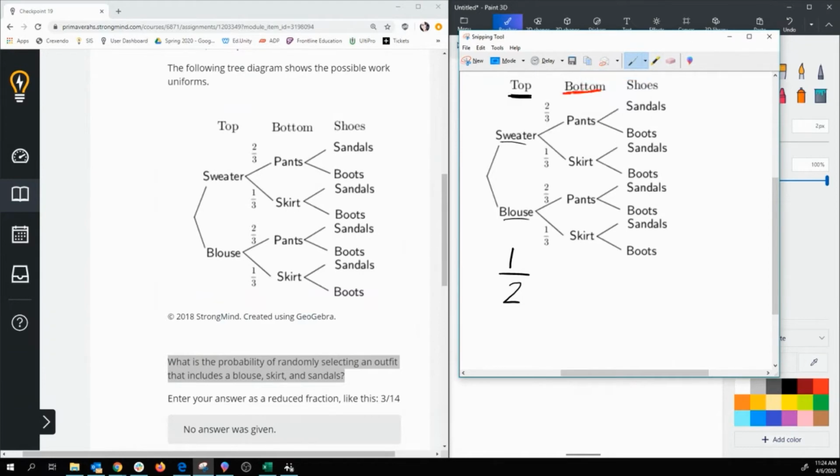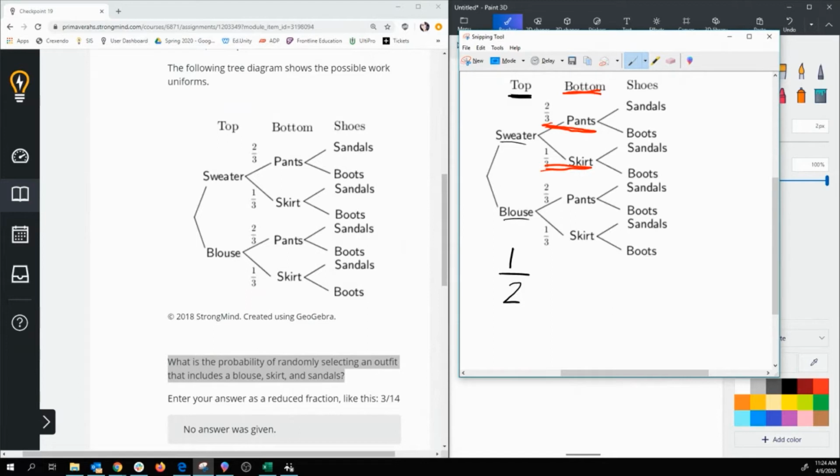probability of bottoms. So the question here is asking us for a skirt, right? Now, the reason why there's these probabilities in front of pants and skirt is because that is telling us the probability of her picking pants and her picking a skirt. So this 2/3 tells me that she actually has 2 pairs of pants, and 1/3 is telling me that she has 1 skirt. So that means she technically has 3 different options for bottoms. 2 of them are pants and 1 of them is a skirt.